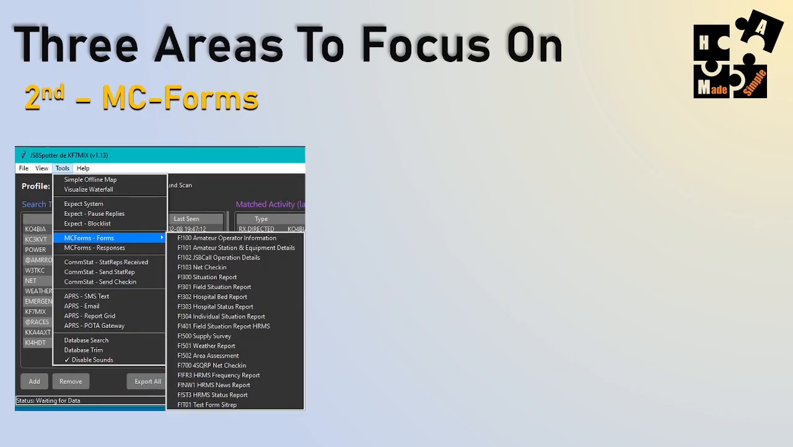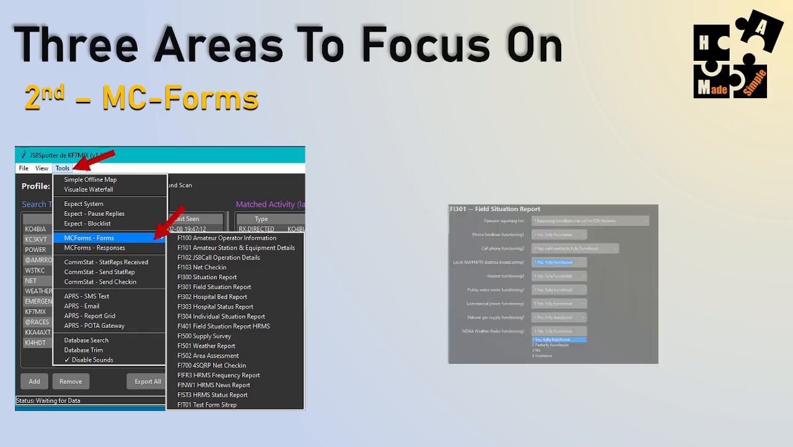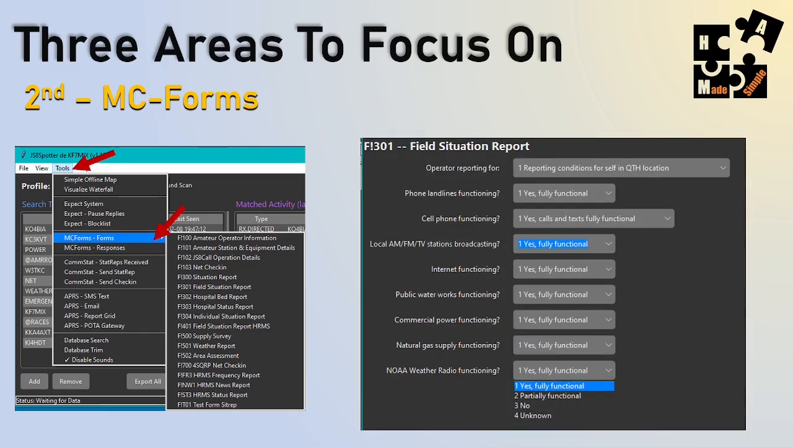The second one is where you create your forms. And so again, Tools, MC Forms, and this is where the 301, for example, I pulled the 301 field situation report. And this is where I fill in the answers, and it goes back to the expect subsystem, where it's posted to send and to be pulled. So you can see it's not too complicated.